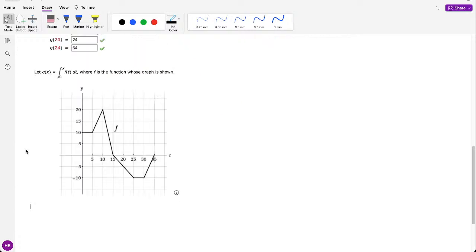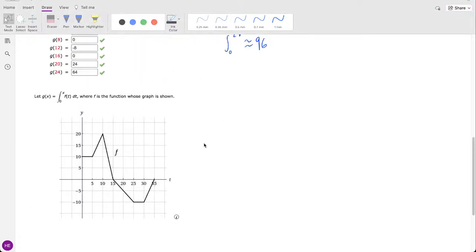So we have our next problem, which is this one, and this is problem 3.